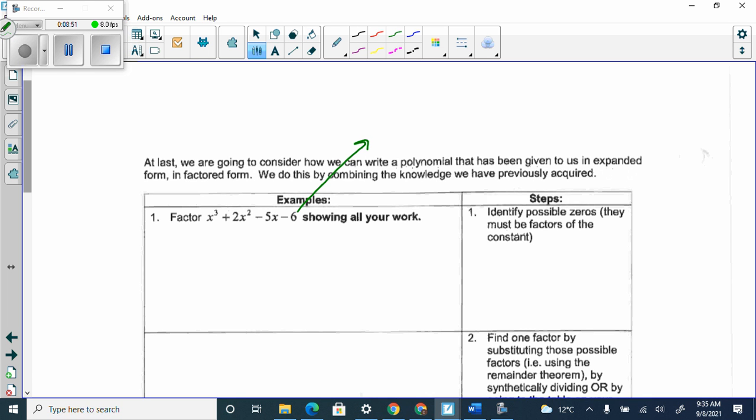Remember, it's a constant. Constant is the number without a variable, because if I filled in the number 2, x cubed would change, 2x squared would change, negative 5x would change if I filled in the number 2, right? This would become negative 10. But negative 6 would never change because it's a constant. It doesn't have a variable, correct? If I plugged in negative 1 cubed, that would change. 2 times negative 1 squared, that would change. 5 would change. But negative 6 would never change. It remains constant because it doesn't have a variable.